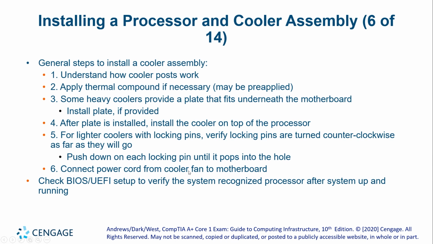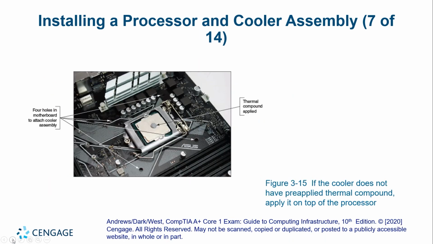If the cooler is air powered, there's going to be a fan on top of it, and there is a wire coming off the fan, and right around the edge of that chip socket somewhere you're going to see a little set of jumpers, and it'll usually say fan or cooling or something like that. You plug the cord from the fan into that jumper. Generally it will be keyed, so it'll only go in one way, and then boot the system up and check the BIOS to make sure that the processor is being recognized.